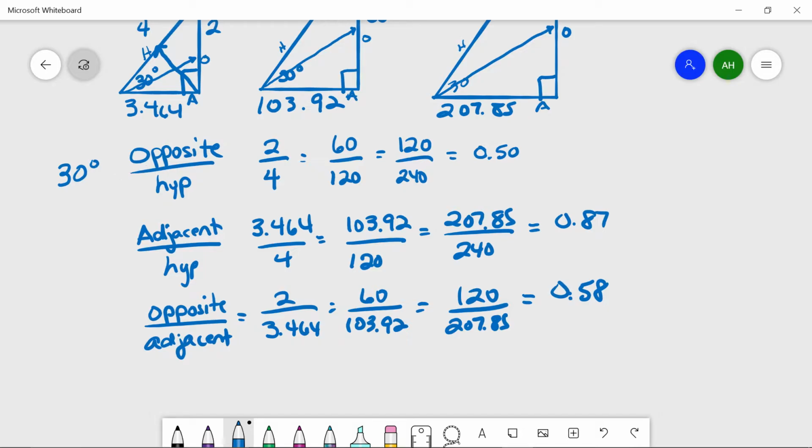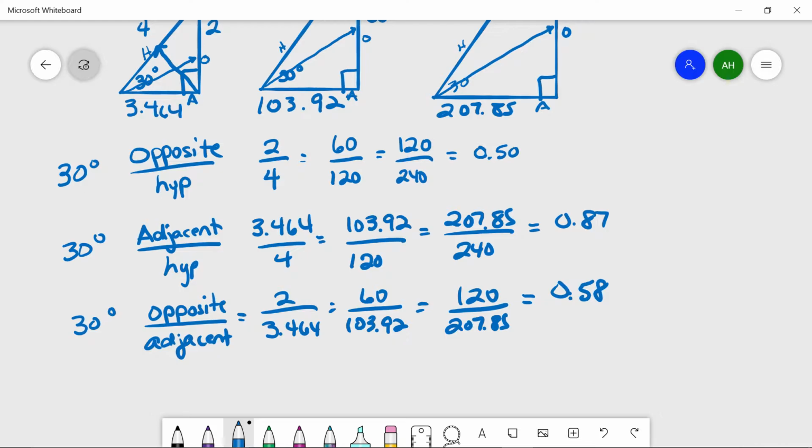Okay, so what I found here is when I have a 30-degree angle and I divide the opposite by the hypotenuse, I get 0.05. When I have a 30-degree angle and I divide the adjacent side by the hypotenuse, I get 0.87. And when I have a 30-degree angle and I divide the opposite side by the adjacent side, I'm going to get 0.58. Okay, those amounts are going to be consistent regardless of the length of the side.